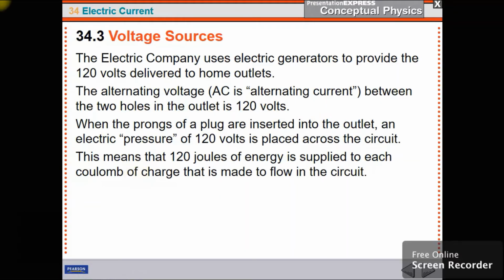The electric company uses electric generators to provide the 120 volts that come to your house.